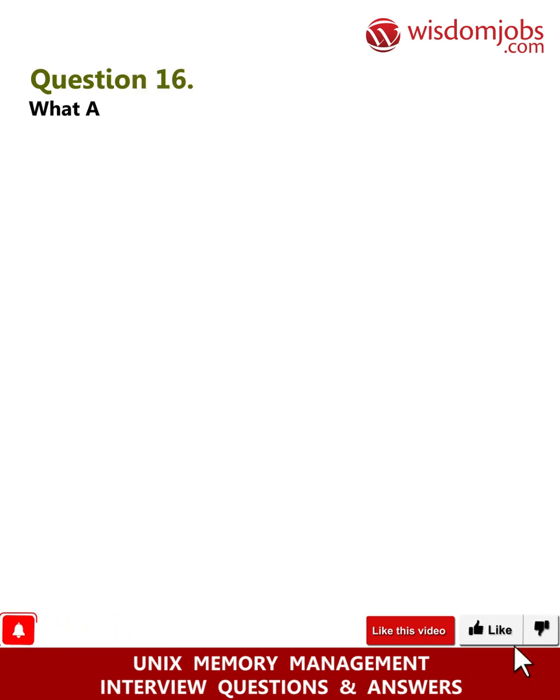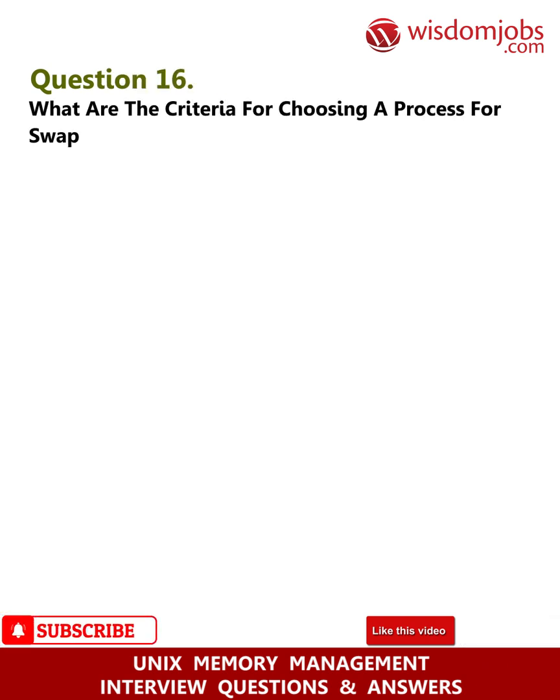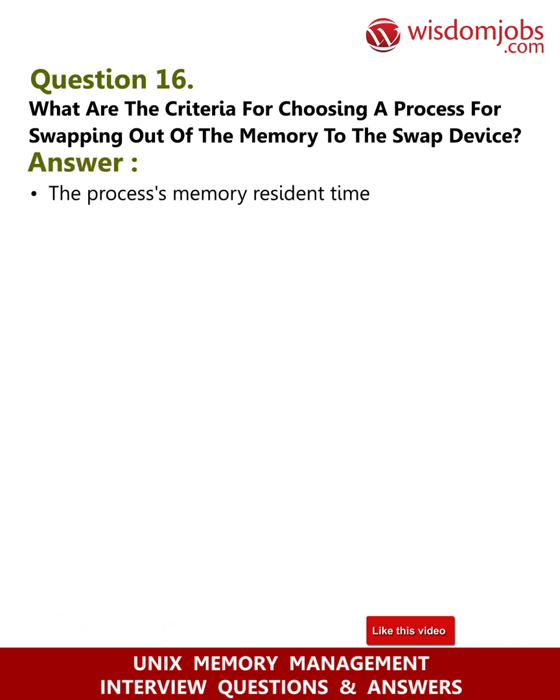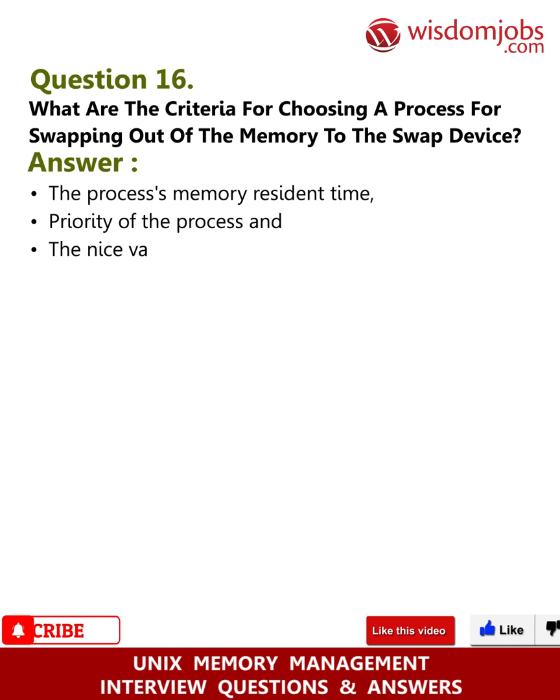Question 16. What are the criteria for choosing a process for swapping out of the memory to the swapped device? Answer. The process's memory resident time, priority of the process and the nice value.